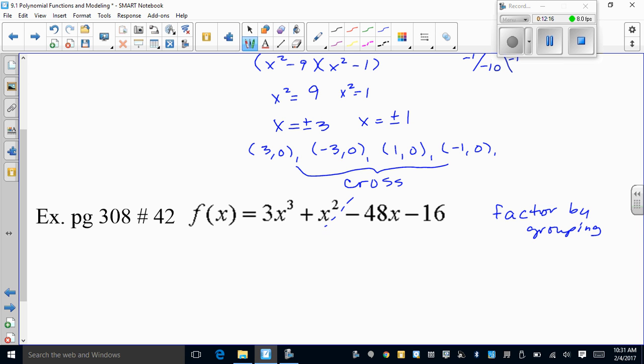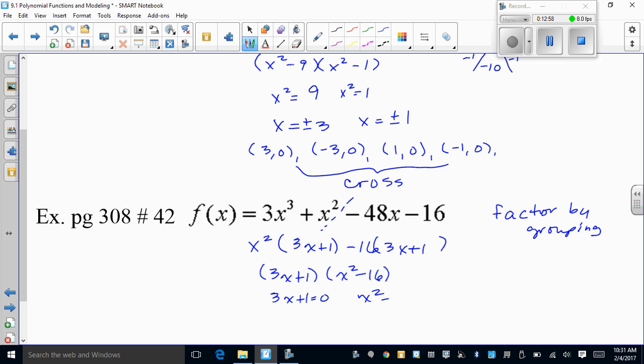GCF between these two is x squared, and you're left with 3x plus 1. On this side, you need 3x plus 1 as well inside the parentheses. So what did I factor out? A -16. Verify it: 16 times 3 is 48. So I have now 3x plus 1 and x squared minus 16. So 3x plus 1 equals 0, x squared minus 16 equals 0.